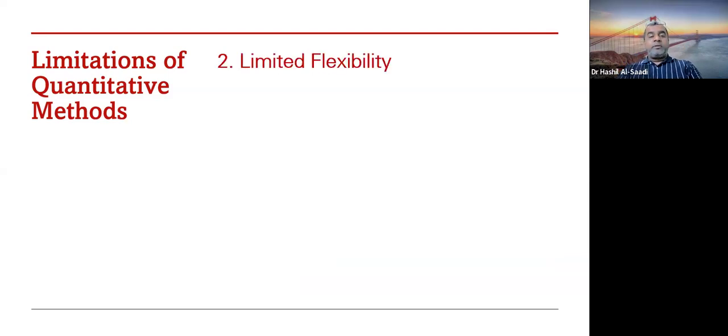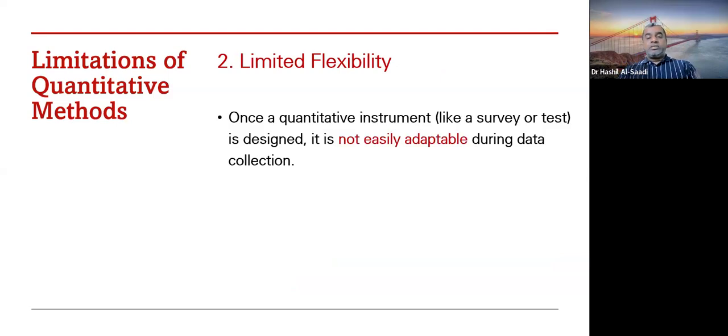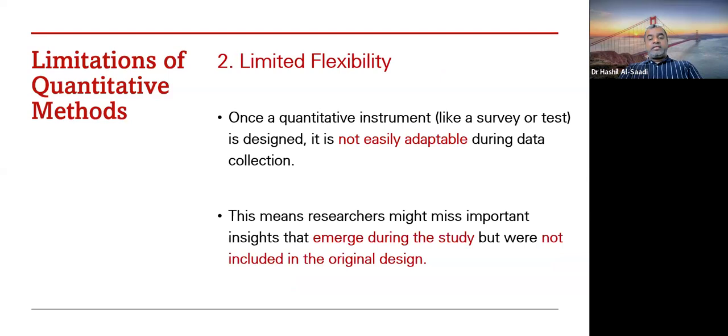Okay. Another problem, or limitation, is flexibility. Because once a quantitative instrument like a survey or test has been designed, it's not easy to adapt during the data collection. Okay, you can't change the survey. You cannot change the test, for example, if you are using tests. This means researchers might miss important insights that emerged during the study, but were unable to include them in the original design.